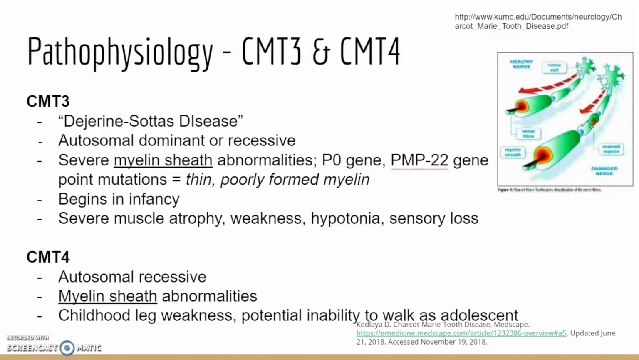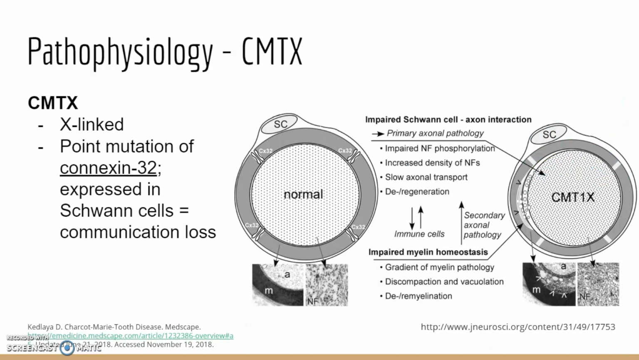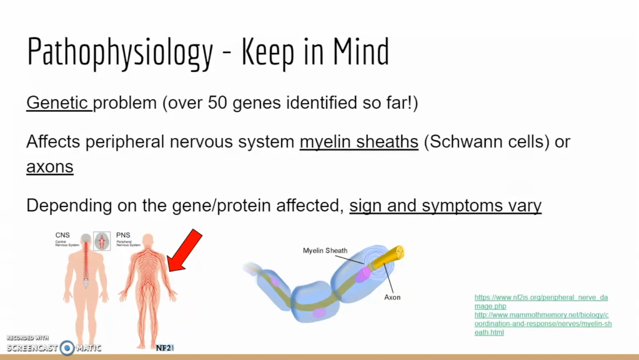Finally, CMTX is an X-linked mutation of connexin 32, a protein expressed in Schwann cells and used for communication between themselves and the neuron. Overall, the pathophysiology of CMT disease can be thought of as a genetic problem with the proteins associated with either the peripheral neurons' myelination via the Schwann cells or their axons. There are many varieties of CMT disease as there are many genes whose dysfunction constitute the signs and symptoms of CMT disease. These signs and symptoms will now be discussed.